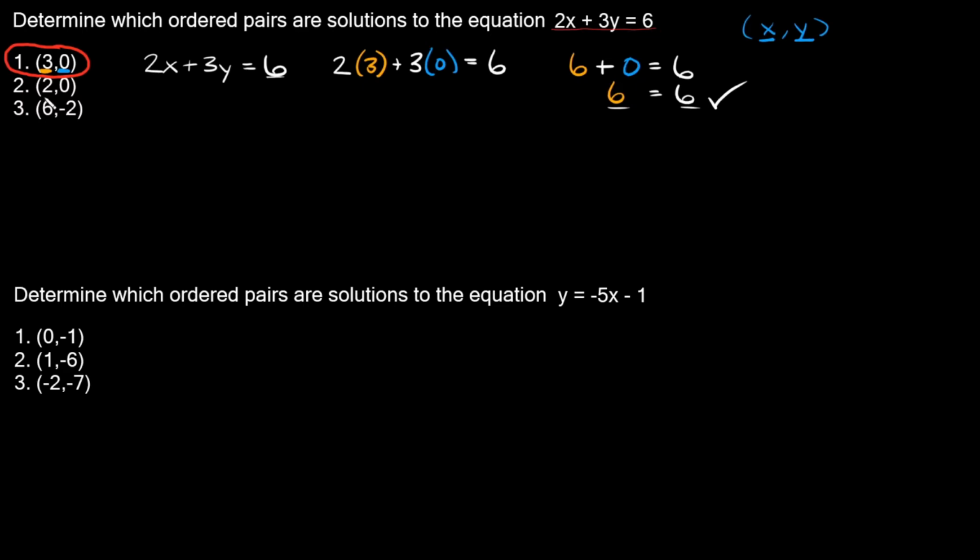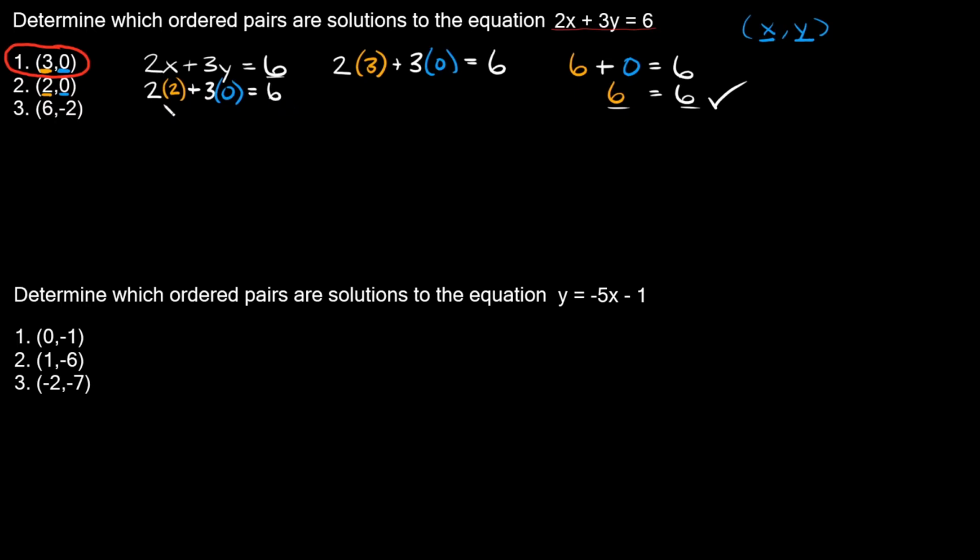Okay, so the next ordered pair that we're going to check is (2, 0). Okay, so again, this is your x number or x coordinate, and this is your y number or y coordinate, right? And we're going to plug it into this equation right here, 2x plus 3y equals 6. So we're going to have 2 times our x coordinate, which is 2 in this case, right? Plus 3 times our y coordinate, which is 0, right? And then we'll set that equal to 6.